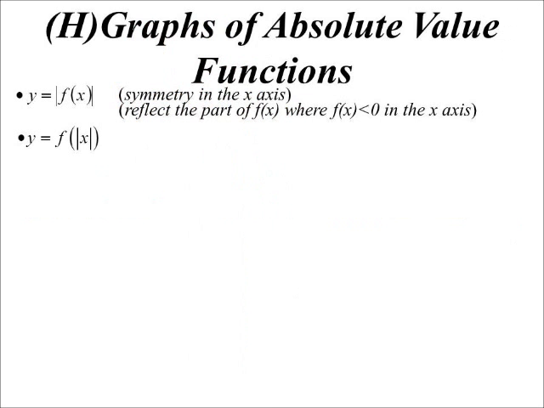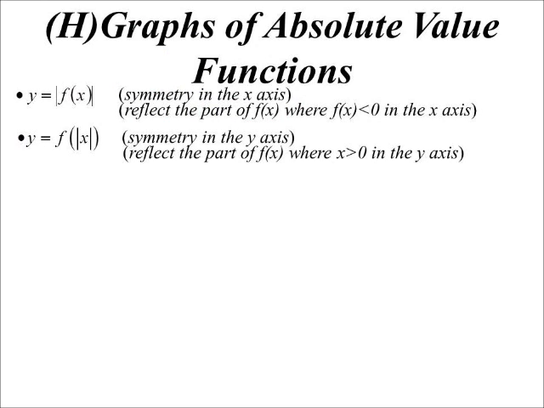Okay, function, absolute value of x. Now what we're saying is we can only substitute in positive numbers. We never substitute in a negative number. So this will now reflect in the y-axis, but not reflect everything. It's only going to reflect the positive values. Right? So it'll become symmetric in the y-axis. So what we basically do is, where x was positive, we're going to reflect over the axis.